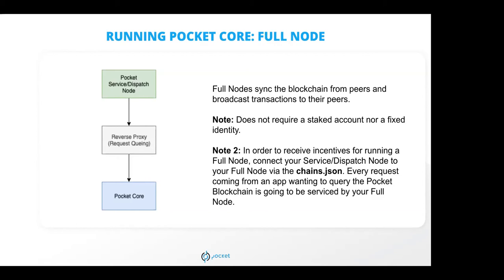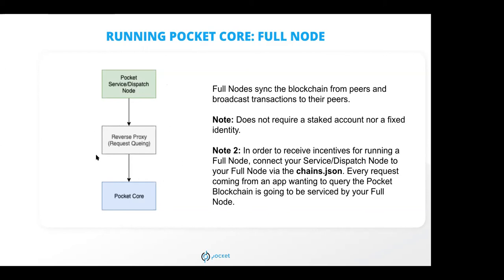So the way you do that is by running a full node alongside the rest of your nodes. For example, if you're running Ethereum, you can run alongside it a Pocket full node and connect it via your chains JSON. What we recommend you to do, because no one wants to give free infrastructure, is that you connect your full node solely through your Pocket service dispatch node. Don't expose it directly to the internet, just as we recommend not exposing any of your other blockchain nodes.